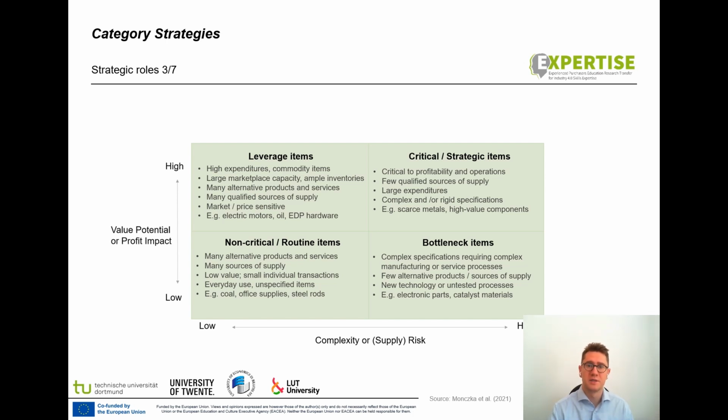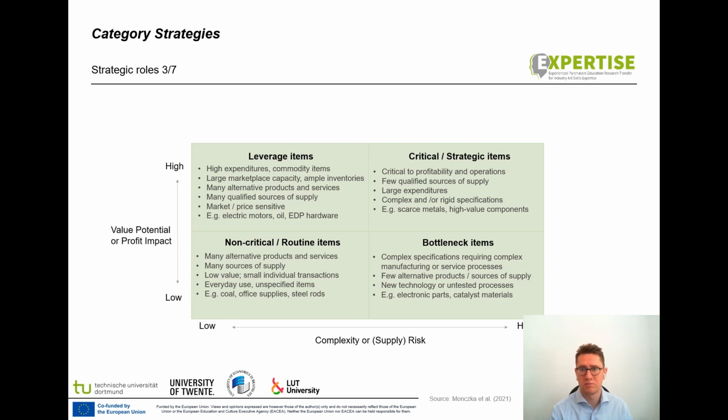Critical is about high value items with a significant impact on business performance and high supply risk. These require close supplier management and strategic partnerships. Then we have routine items that typically have a low value, combined with low risk, items that are easy to source and require minimal management effort.